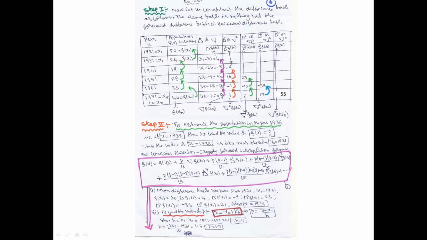This formula is called the Newton-Gregory forward interpolation formula. Once I will read this formula: f of x equals f of x naught plus p by factorial 1, delta f of x naught. It is a manuscript mistake. See, observe, it is del here, but it must be delta.